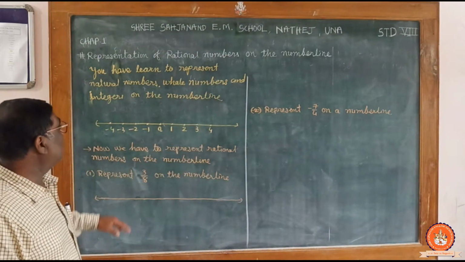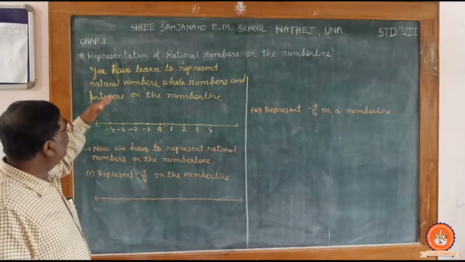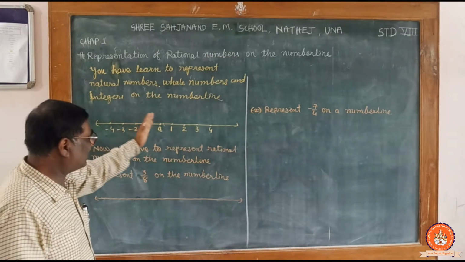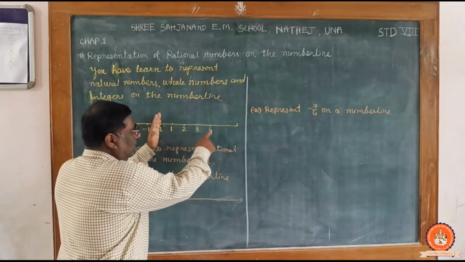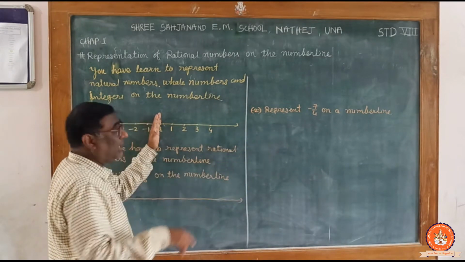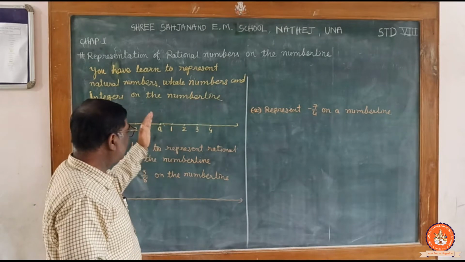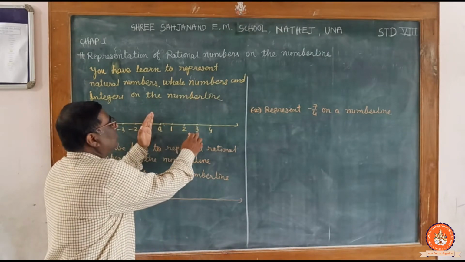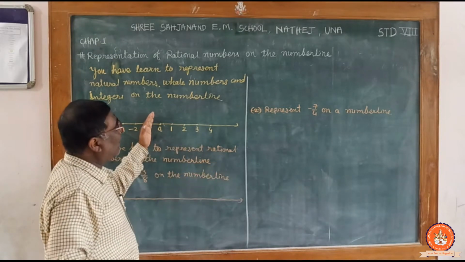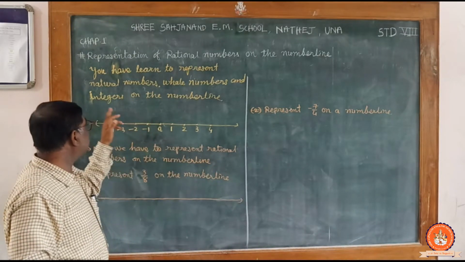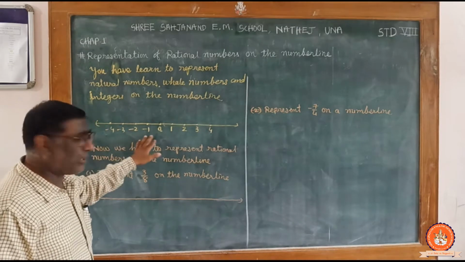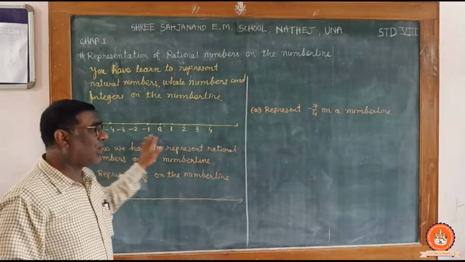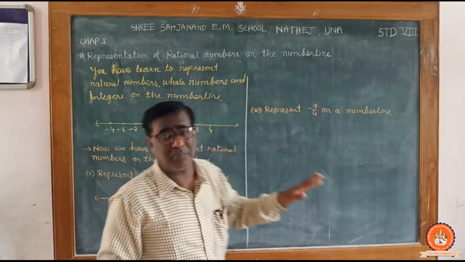Okay, my friends. In earlier standards, you have learned to represent natural numbers like this: 1, 2, 3, 4 up to infinite on the number line. Whole numbers, including 0, that is 0, 1, 2, 3, 4 and up to infinite, and integers including negative numbers. So all these numbers you have learned to represent on a number line.